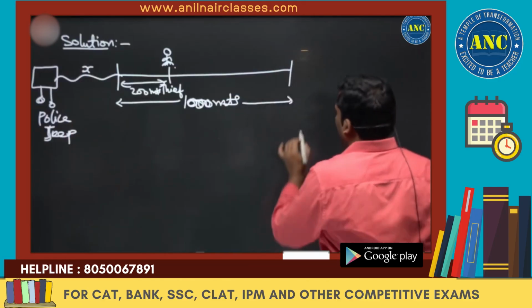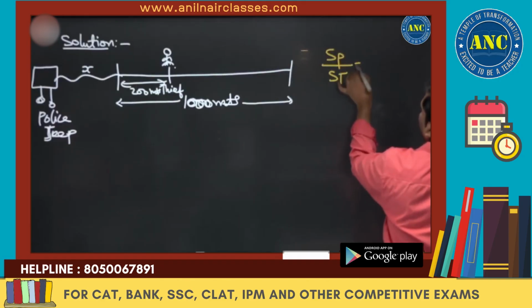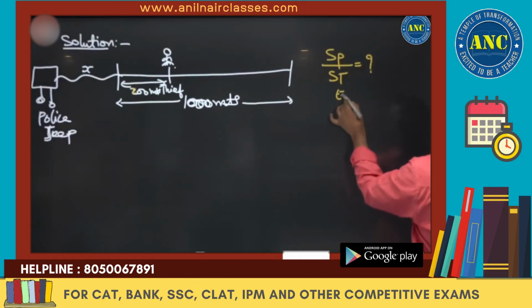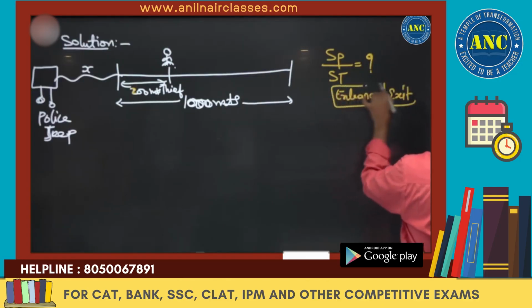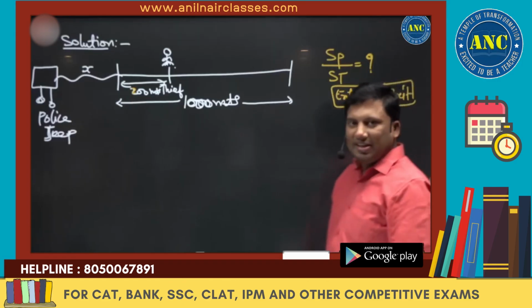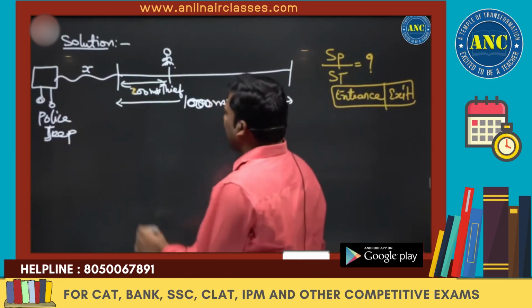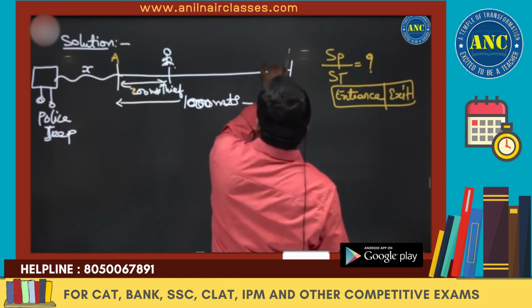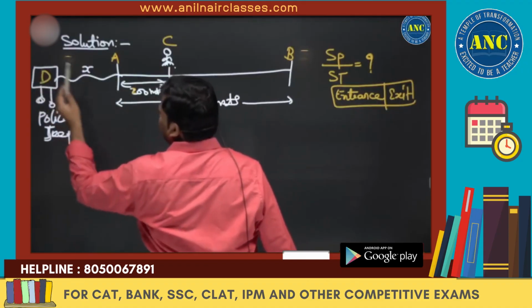What do we have to determine? What should be the ratio of the speed of the police to the speed of the thief such that police will catch the thief either at the entrance or at the exit. This is the question. Now see here. Let me call these points A, B, C, D.